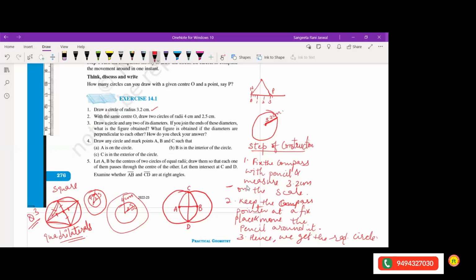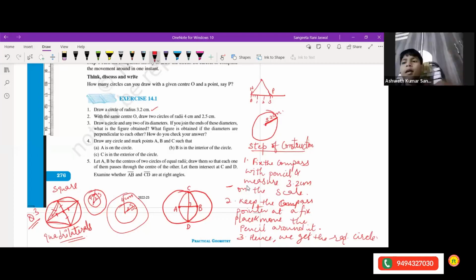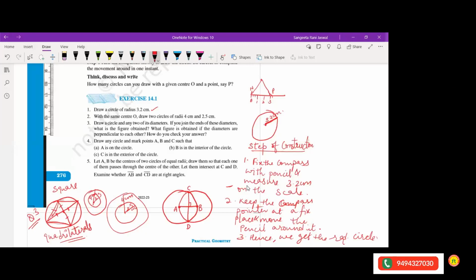What will you observe? Examine whether AB and CD are at right angles. You have to check with your protractor whether these two lines make a right angle. Are they at 90 degrees? Check this. Please check. Make the circles first with the same radius. The circles should be of the same radius, then only you will get the correct result.